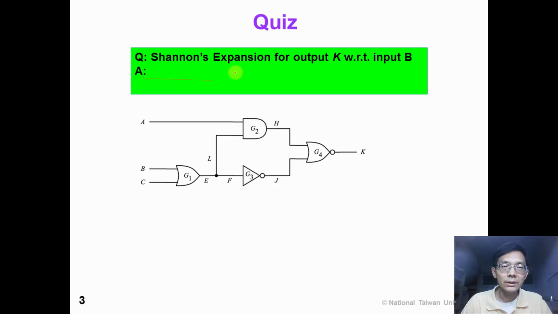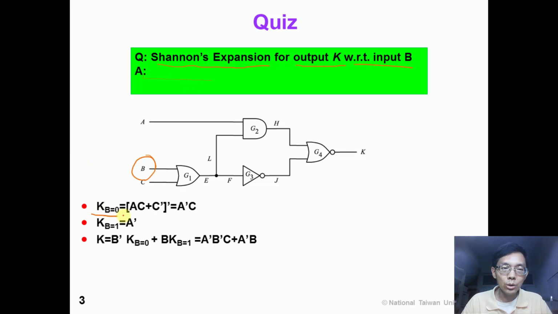Now, let's consider the motivating problem. Please perform Shannon's expansion for output k with respect to input b. Now please pause your video and try to solve this quiz. Have you got it?